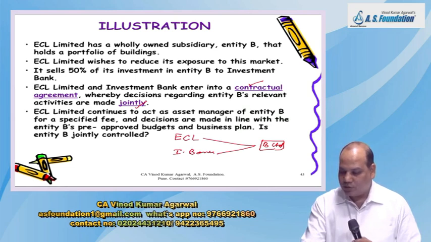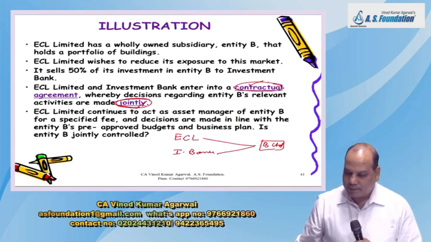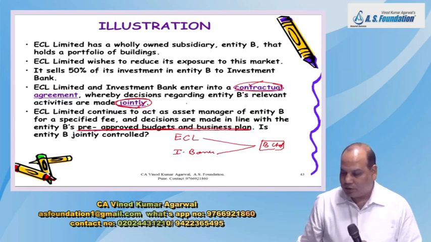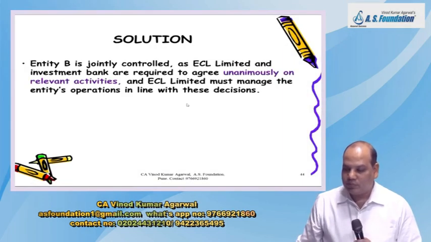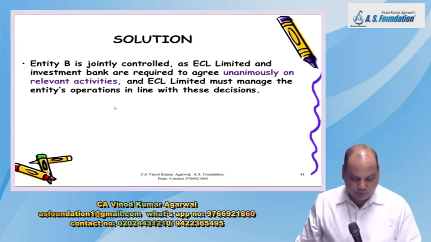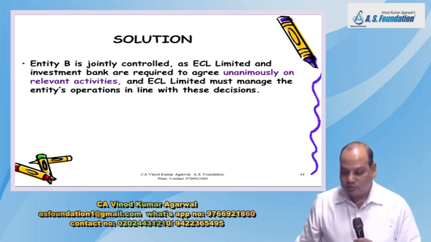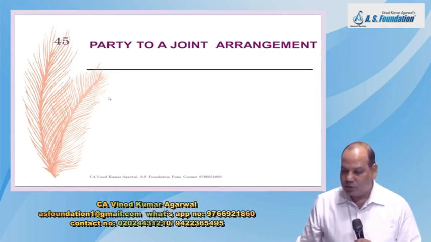So there is a joint control because decisions are made jointly. There is a contractual arrangement, and the decisions have to be taken as per the pre-approved budgets and business plan. So all these factors indicate that this is a jointly controlled enterprise. Okay, joint venture. Entity B is jointly controlled, as ECL Limited and the investment bank are required to agree unanimously on relevant activities, and ECL Limited must manage the entity's operation in line with these decisions.